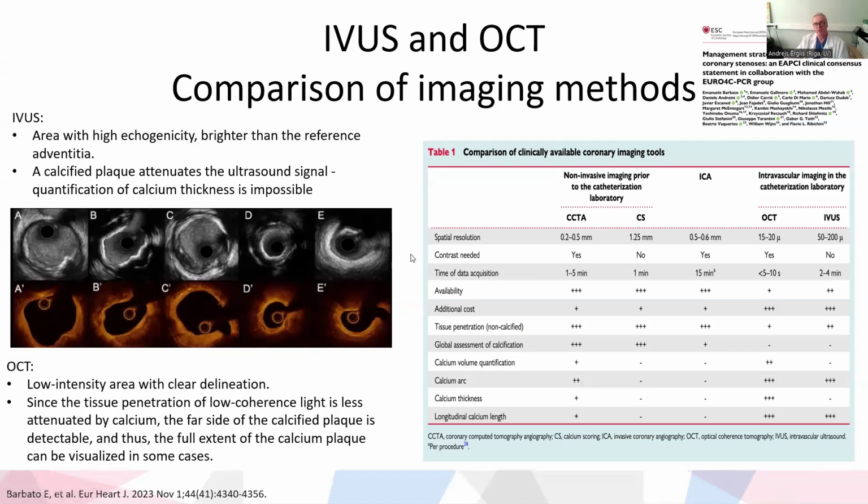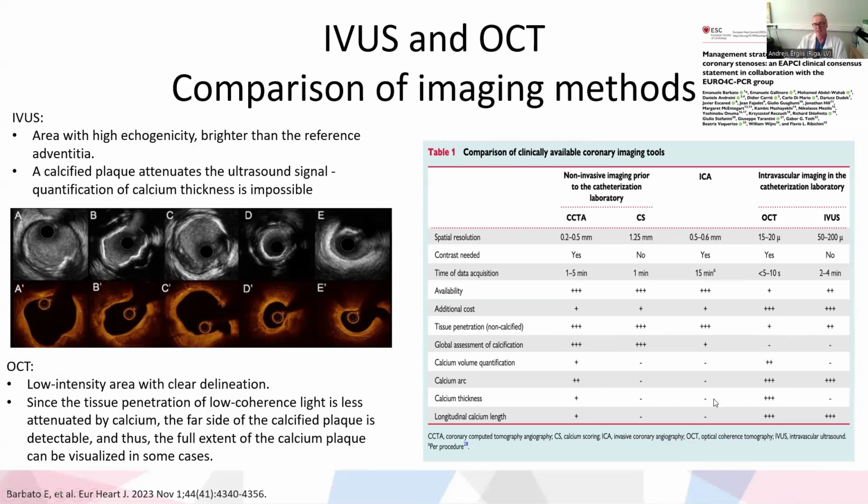Then it is always a question: which tool, which method is better? IVUS, intravascular ultrasound, or optical coherence tomography, IVUS and OCT, and a comparison of imaging methods. Then you see the different kinds to compare, and as you see, for example, tissue penetration for calcium is different: for IVUS it is much deeper, and it's not so deep with OCT.